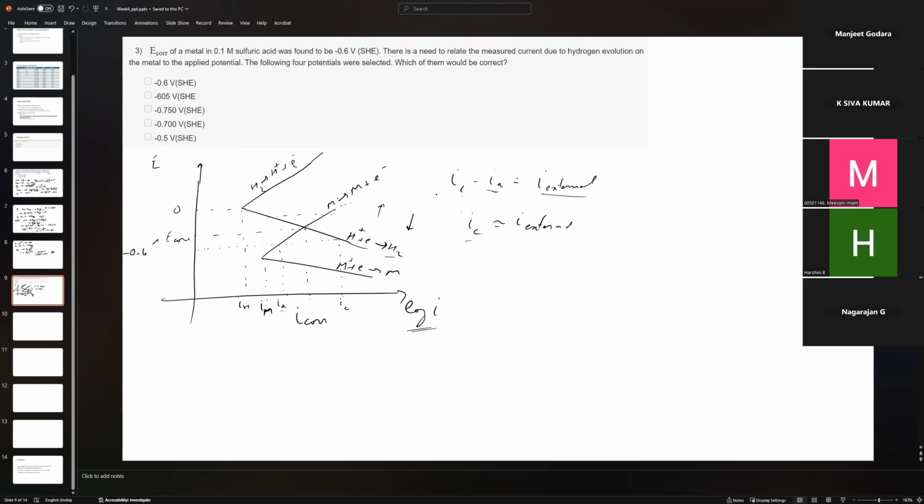So any potential which is less than minus 0.6 V would be the answer. This value is completely unfeasible, like 605 volts, so I'm not considering it. So these two values would be correct. I hope that makes sense. Why is minus 605 volt SHE incorrect?